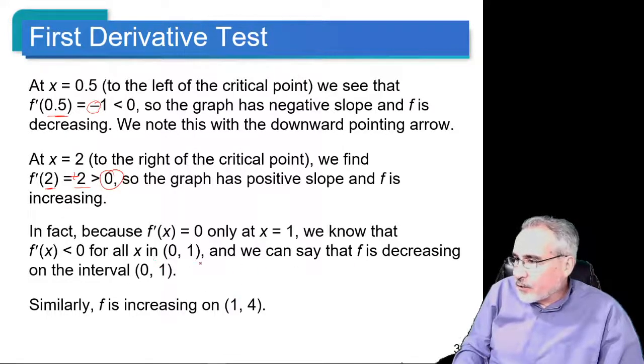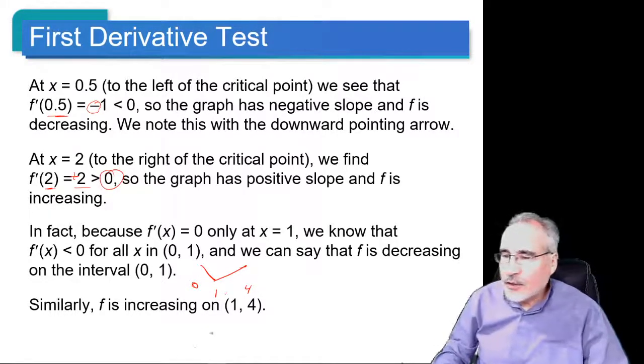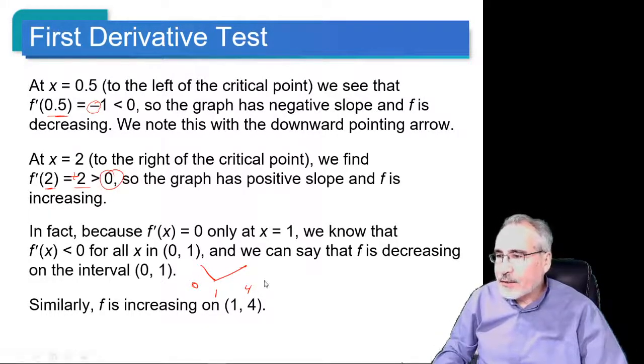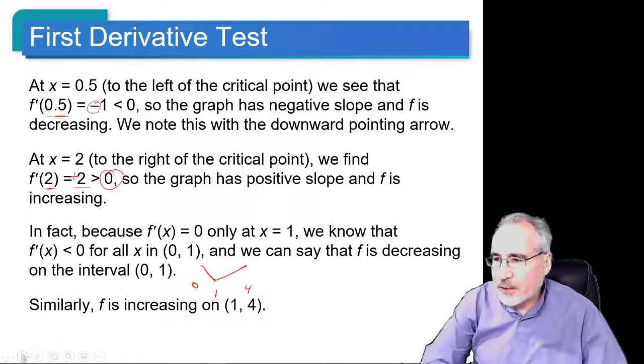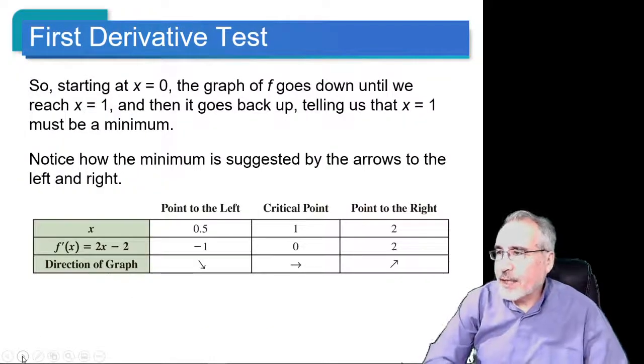So from 0 to 1, it's decreasing. So here's 0 to 1. And then from 1 to 4, it's increasing. And we saw that with the graph. Okay, so the U shape. But this is specifically with the calculus.